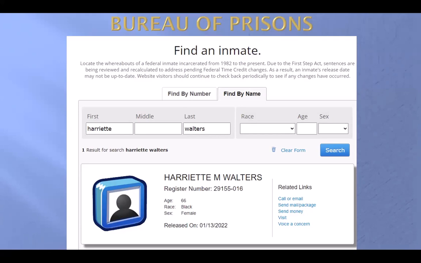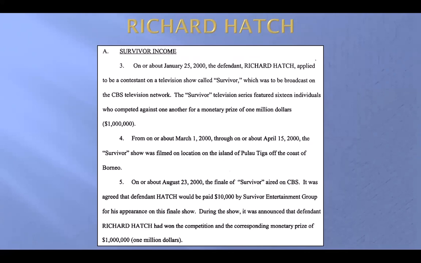Richard Hatch. Richard Hatch is actually in another chapter. I don't think Richard is in the Harriet chapter, but we can talk just a little bit about Richard Hatch. He is in one of the chapters, is he not? Have you looked? Yes. In chapter 10. So this is Richard Hatch's indictment. And this was the first indictment I ever came across, and it piqued my interest in all things fraud and the like.